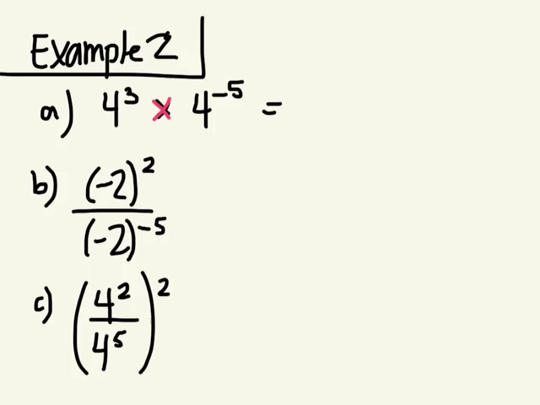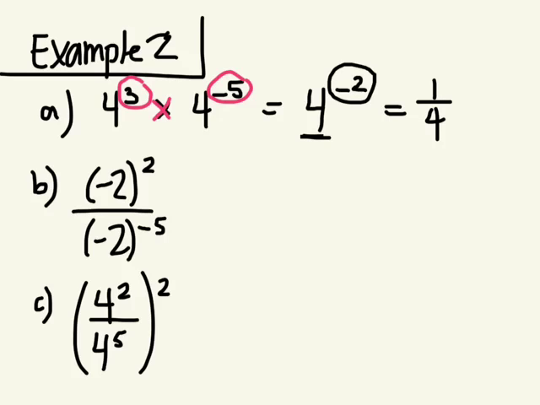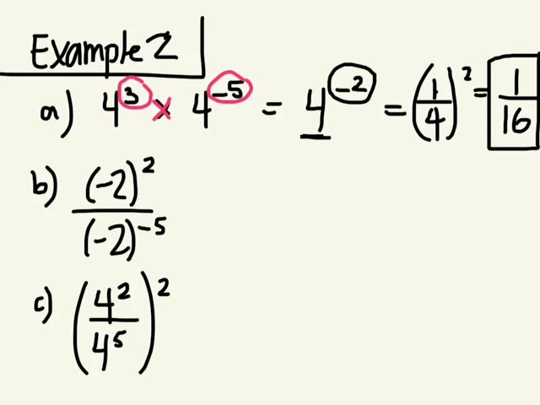What do you do when you multiply powers with the same base? You add the exponents. Write the base. The base is 4. What's 3 plus negative 5? Negative 2. Because we have a negative exponent, I write the reciprocal of the base, so that becomes 1 over 4. And what do I do with the exponent? Everything to the power of 2. What's 1 to the power of 2? What's 4 to the power of 2? 4 times 4? The answer is 1 over 16.